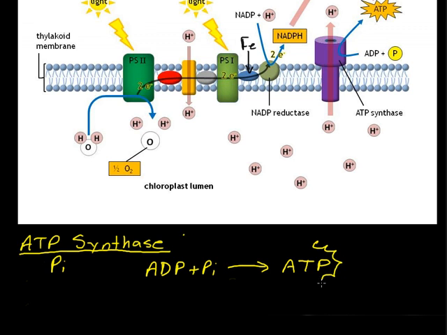And I always draw a little comic book explosion around ATP because ATP is an energy carrying molecule. And so ATP synthase basically makes ATP, which contains quite a bit of energy. Well, where does the energy come from? Well, that's where what we've been building all along, this hydrogen accumulation in the lumen, comes into play.